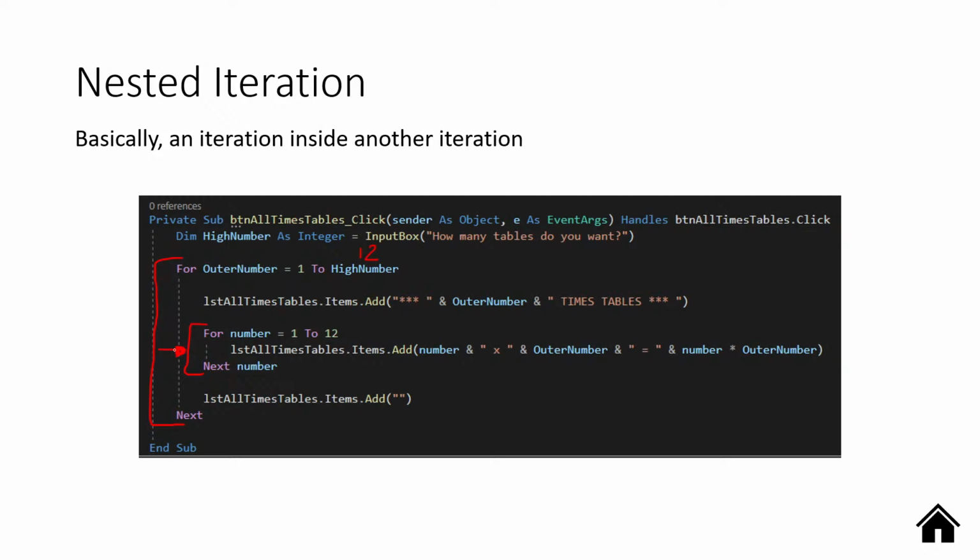There we are. So they are the 3 constructs: selection, sequence, iteration. And don't forget, for selection, you've got nested selection, and for iteration, you've got nested iteration. There we go.